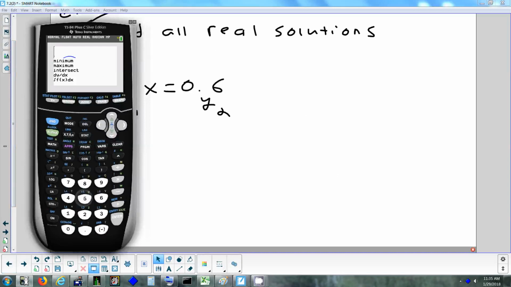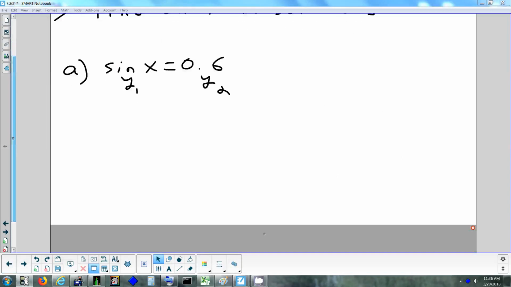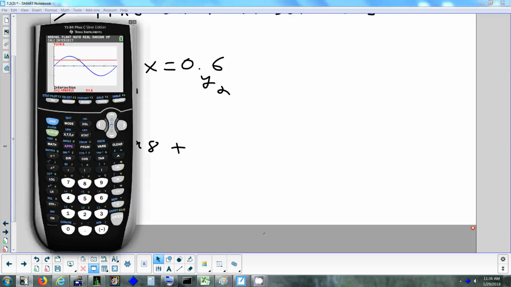Second calc, intersect. Does the guess matter? Yes, because there's two answers. So whichever one I'm closer to, that's the one it's going to give me. So I got 2.498. That's the first, well, technically that's the second answer. Let's go get the first one. It doesn't matter the points you pick on the curves, it just matters where you put the guess. So let's try to get closer if you can. That should be good enough. Okay, 0.644.